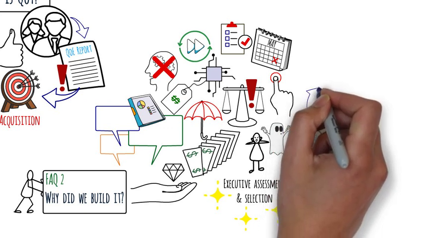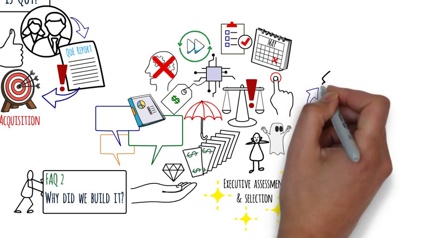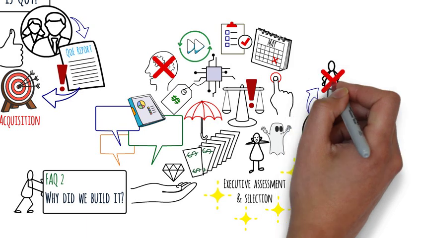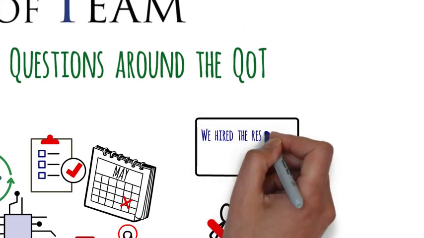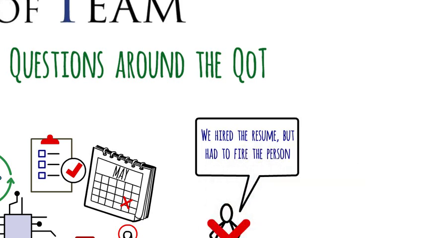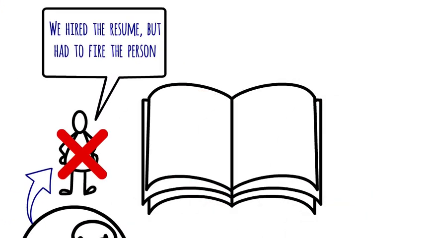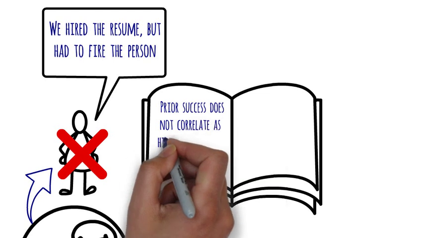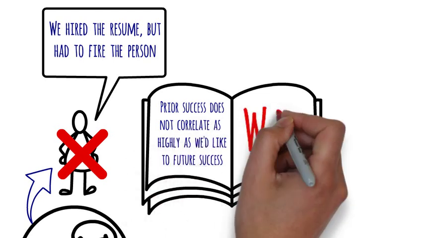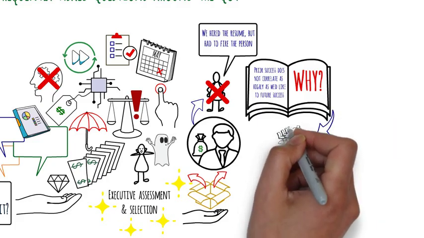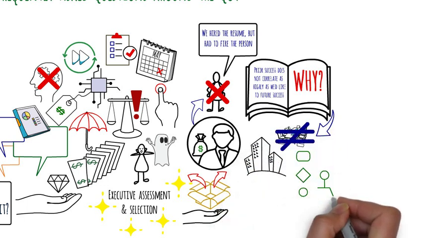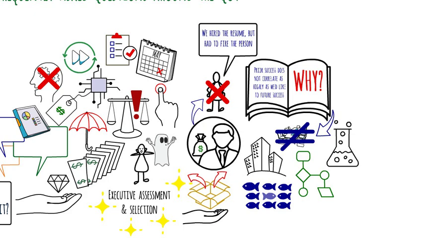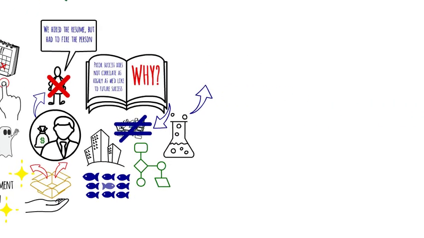Private equity firms have learned the maxim that when an executive hire goes bad, it's usually because, quote, we hired the resume but had to fire the person, unquote. Said another way, prior success doesn't correlate as highly as we'd like to future success. Why? Because not every executive performs equally well in all companies or systems, cultures, and personality chemistries. A proven all-star athlete is a superstar performer in one team, but then fails to thrive in another.